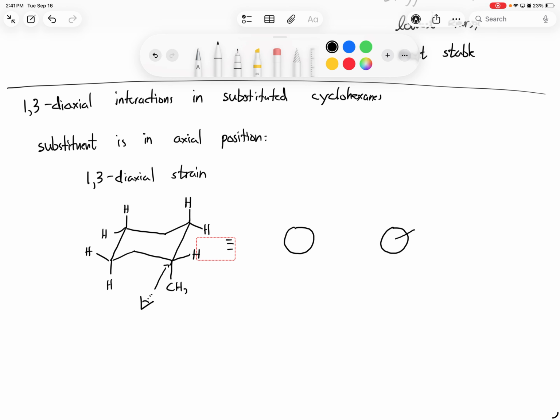So at the 1 position, there's a CH3 sticking out axial on the bottom. Now, let's draw this carbon as 6. All right, sorry, that's very lopsided.